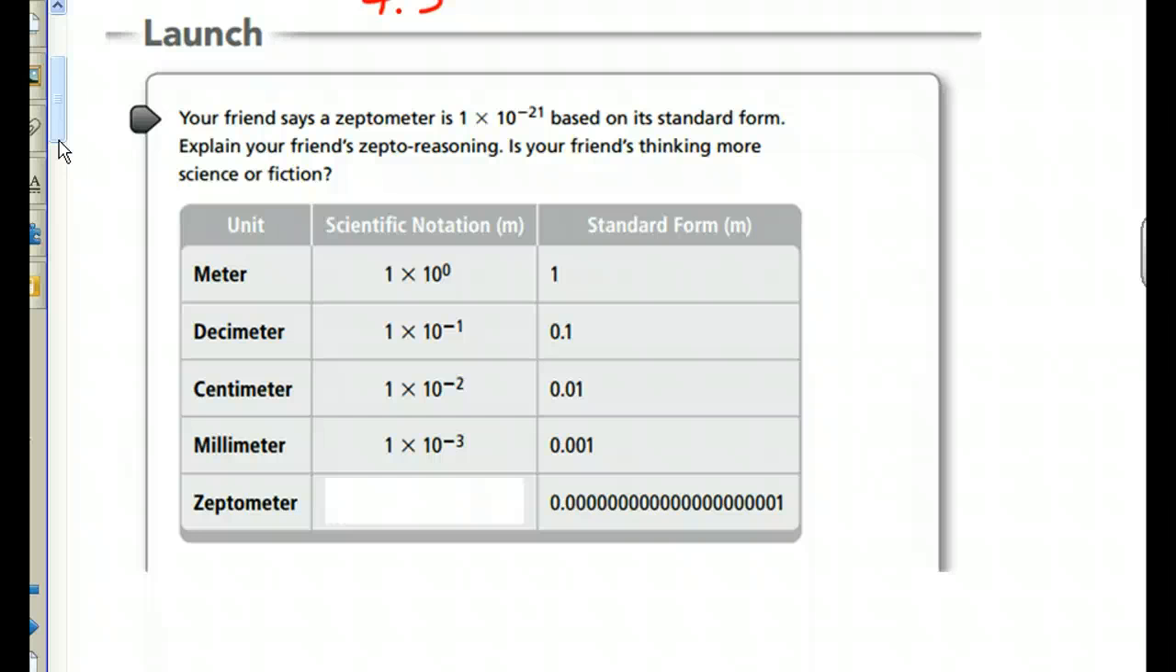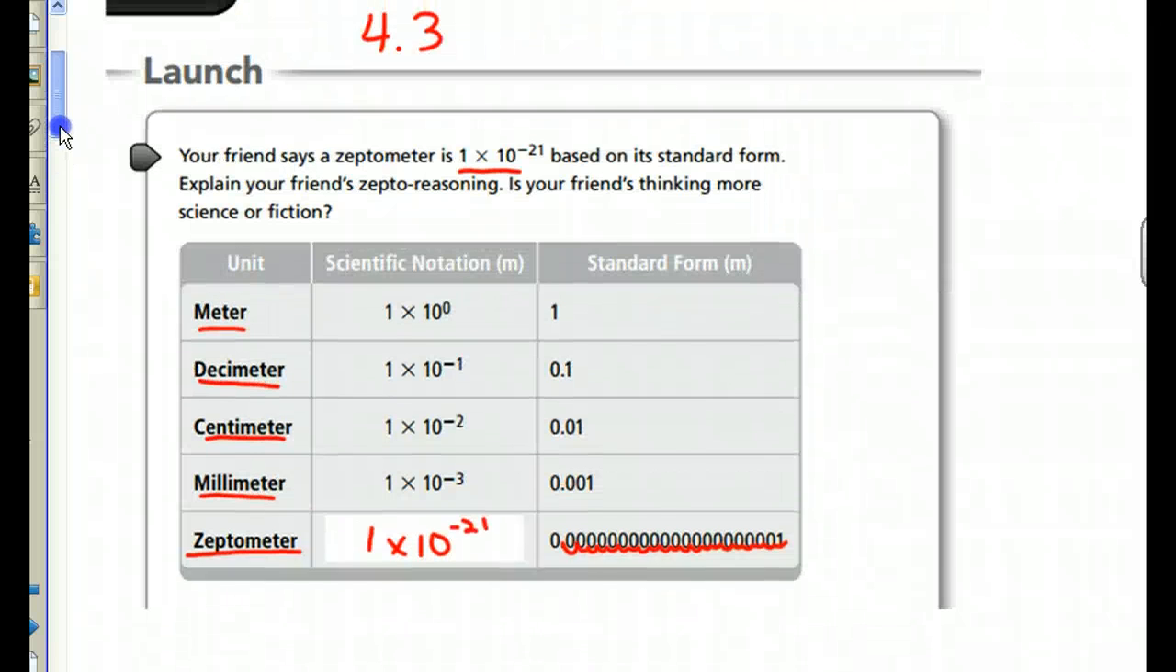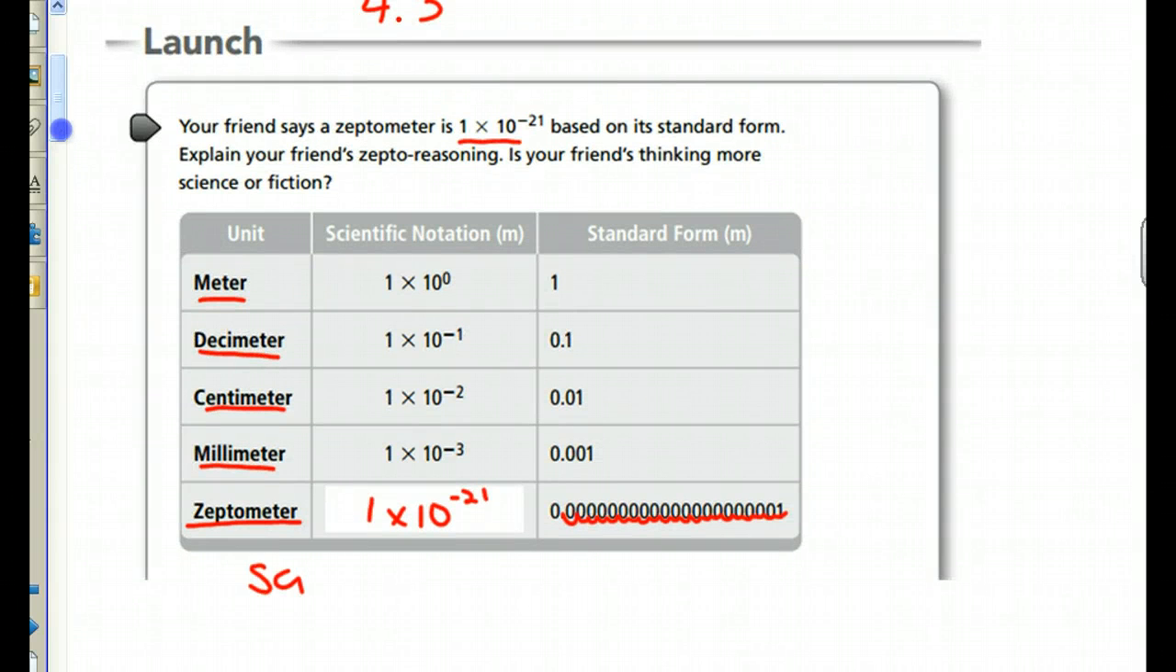So here we have a little chart, and here's a zeptometer. We have meter, decimeter, centimeter, millimeter, and now we have a zeptometer. And we know how we want to write this. We know it's going to be 1 times 10. Now we just need to know what our exponent is. So how we do this is we start here and we count over. And these are really small. So 1, 2, 3, 4, 5, 6, 7, 8, 9, 10, 11, 12, 13, 14, 15, 16, 17, 18, 19, 20, 21. This is to the negative 21st power. And your friend did say that it would be to the negative 21st power. So our friend is correct. He's very scientific. It's more science because he is correct.